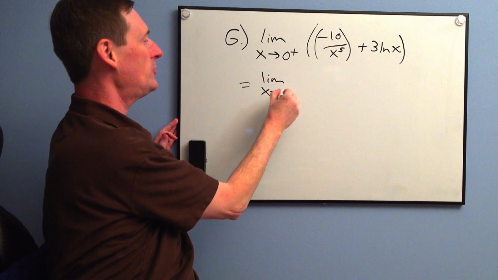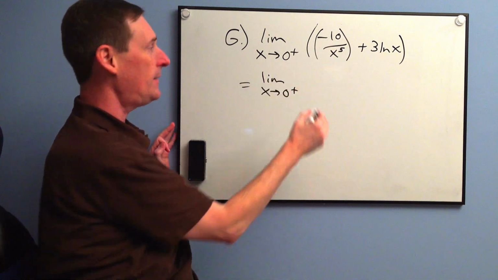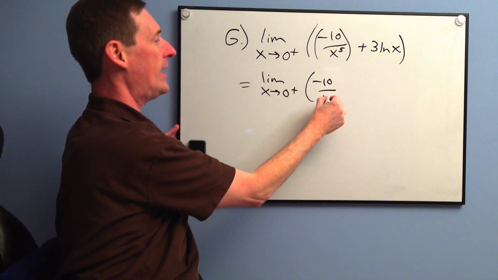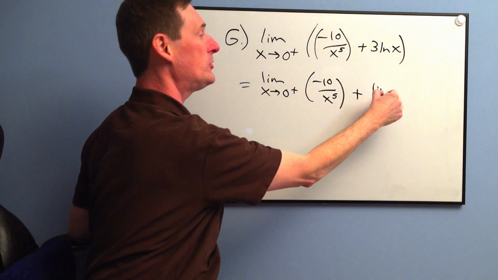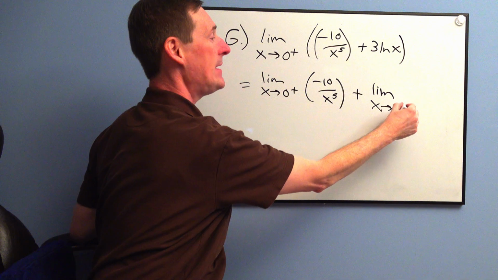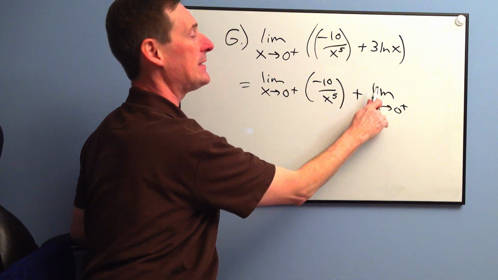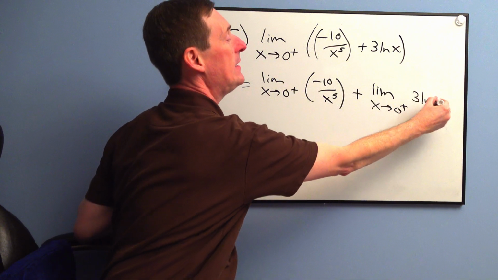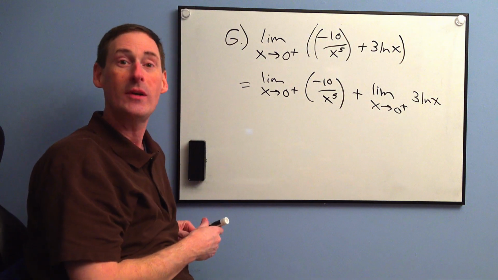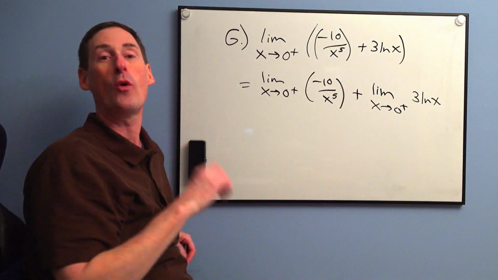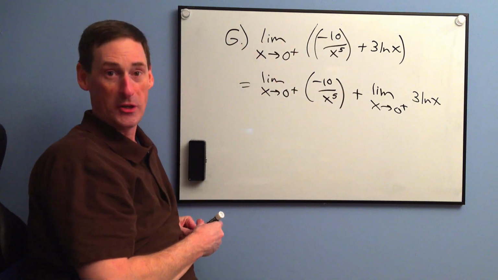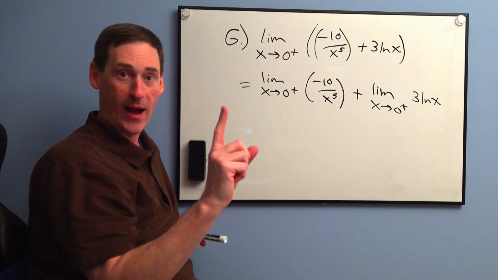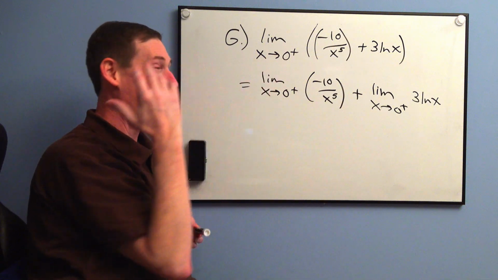Limit as x approaches 0 from the right side of negative 10 over x to the 5th. Plus sign comes down, and then we'll do a totally separate limit as x approaches 0 from the plus side of 3 natural log of x. 2 separate problems. I bet you're already less intimidated, right? Okay, we do know these graphs. Thou shalt know thy graphs. So step 1, can I just graph it?